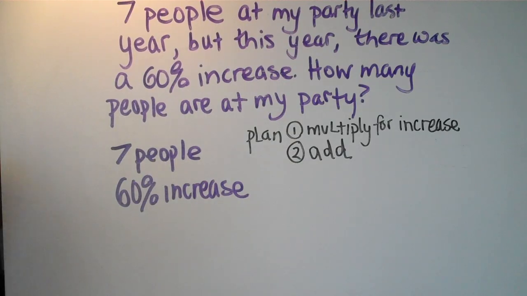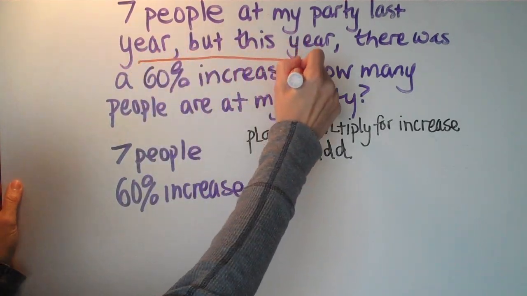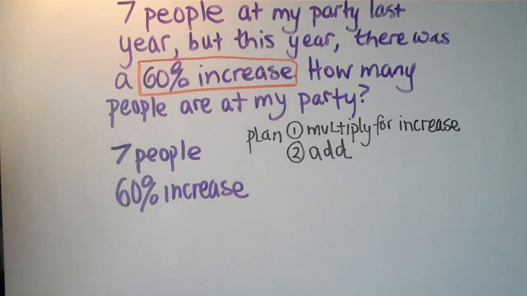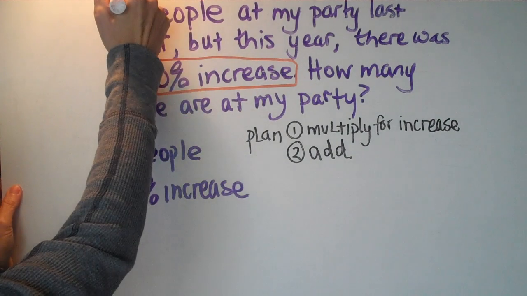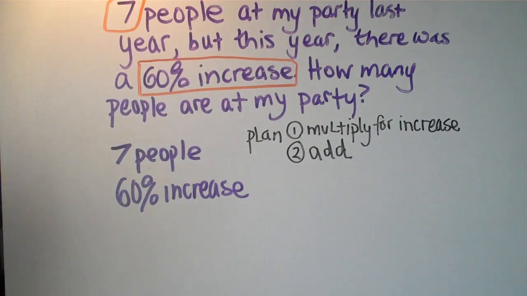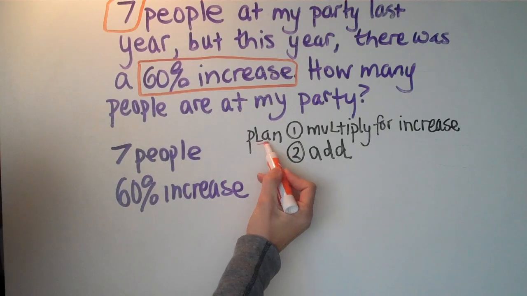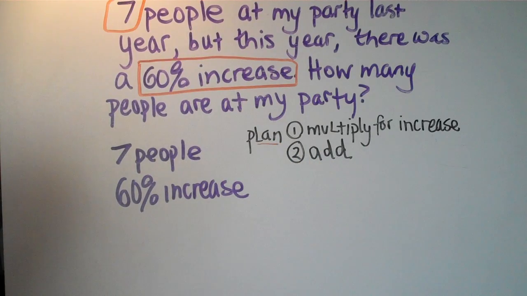So what's important here? Well, 60% increase, we know that's another way of saying a markup. It's the same sort of operation. And also 7 people were at my party last year. There's a 60% increase. How many people are at my party right now? Well, it's the same thing. We're going to multiply. This is our plan. We're going to multiply for the increase, and then we're just going to add the 60% to the original number of 7.